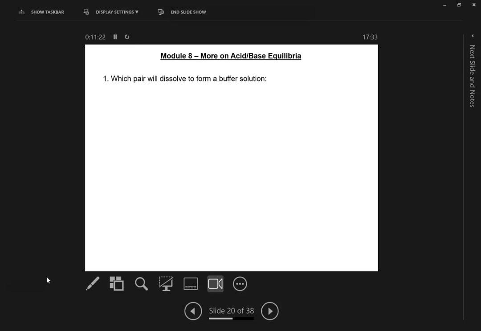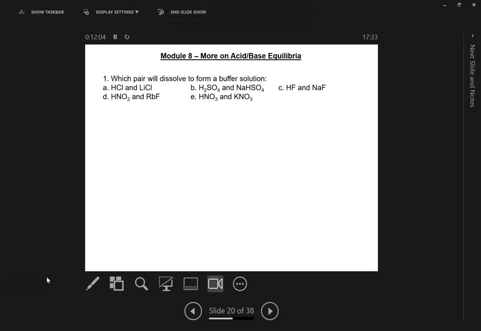Number 1, which pair will dissolve to form a buffer solution? Remember, to form a buffer solution, you have to have a weak acid and its conjugate base, or you have to have a weak base and its conjugate acid. Conjugate means it has the same anion or cation root. So when we look at HCl, they both have chloride, but HCl is not a weak acid, so A is not correct. I look at B, they both have sulfate, but H2SO4, again, one of our strong acids, not a weak acid, so B is not correct.